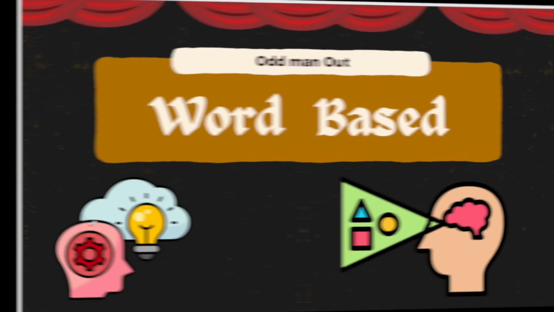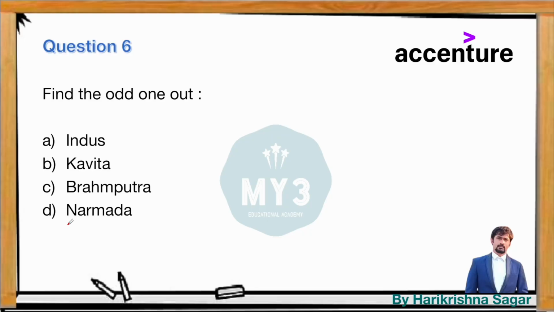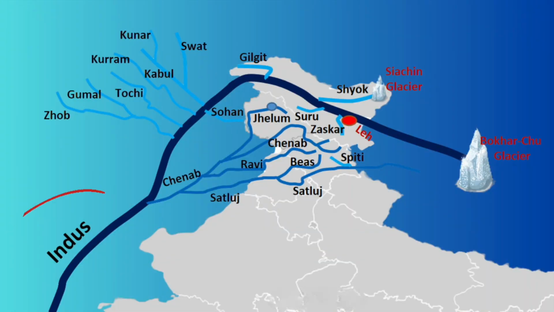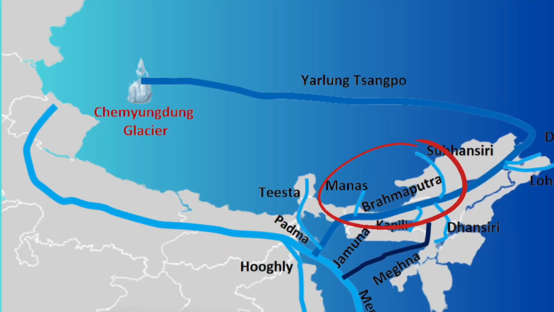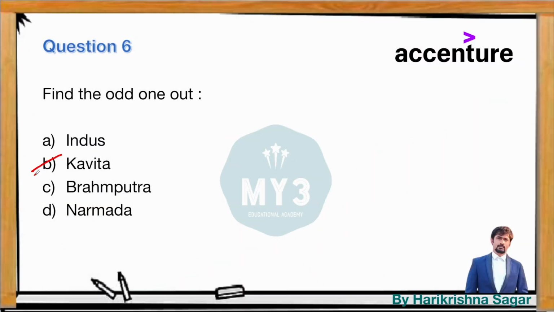Let's look at word-based questions. How the word-based questions are given, we'll observe. Find the odd one out. Indus, Kavita, Brahmaputra, Narmada. Indus is a river. Brahmaputra is also a river. Narmada is also a river. Kavita is not a river. That is the reason we can go for the answer as option B.